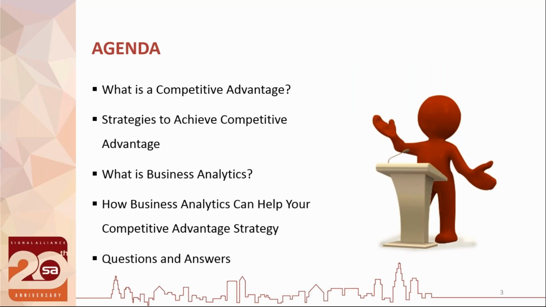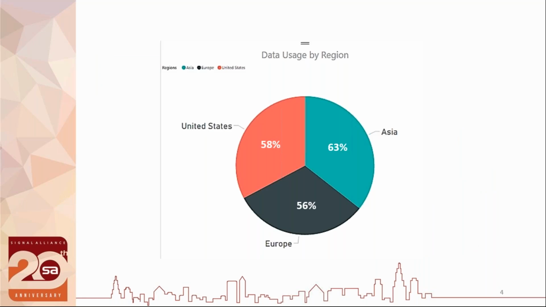So on our agenda today, we'll start by looking at what constitutes competitive advantage. We'll look at the industry-defined strategies companies can employ to achieve competitive advantage. We'll see what business analytics is and how it ties into those competitive advantage strategies. And finally, we'll take the questions that you have at the end of our discussion. As we go along, we'll have a few poll questions to get your feedback on certain aspects of our discussions. Kindly vote when you see those questions come up on your screen. We just want to make this session as interactive as possible.